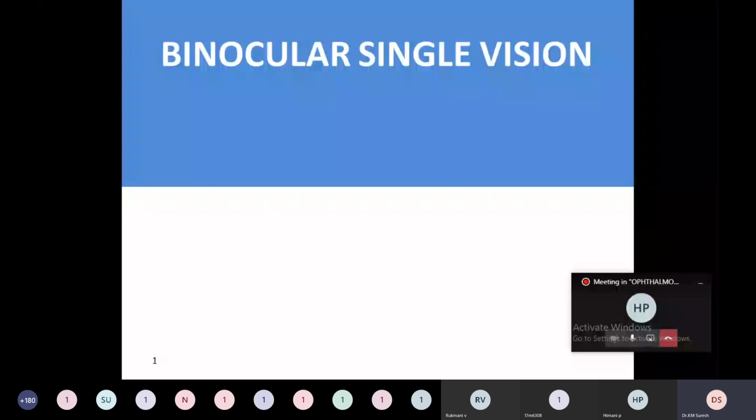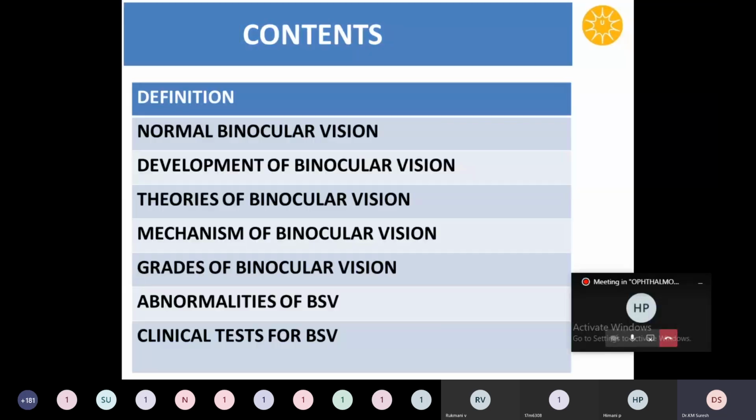So this ability of the eye to convert both the images that are seen by two eyes into a single image is referred to as binocular single vision. Both the ocular system and the brain try very effectively to convert these two images into single vision. This ability of the eye, through its ocular system, and the brain to convert both the images into a single image is referred to as binocular single vision.